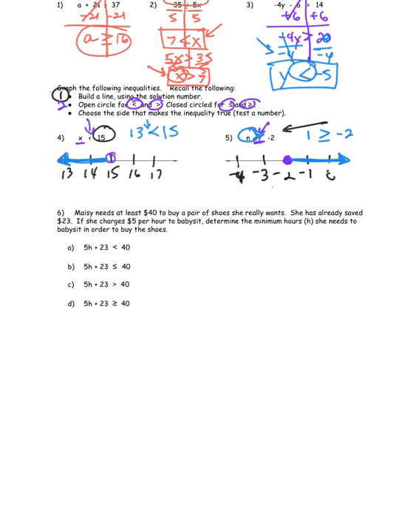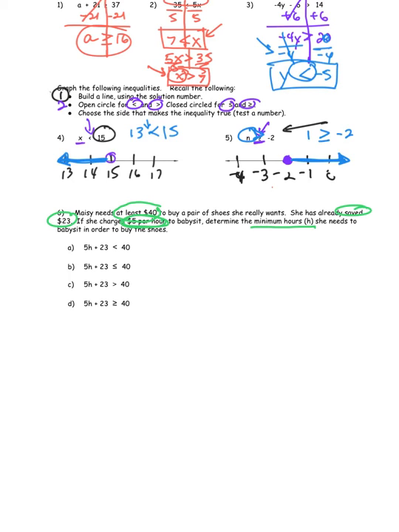Finally, problem number 6 reads, Maisie needs at least $40 to buy a pair of shoes she really wants. She has already saved $23. So we're going to consider that she has $23 in her pocket. If she charges $5 per hour to babysit, determine the minimum number of hours, H, there's our variable, she needs to babysit in order to buy the shoes.